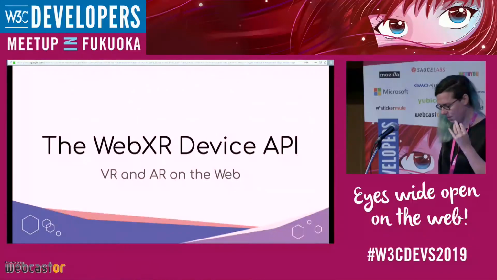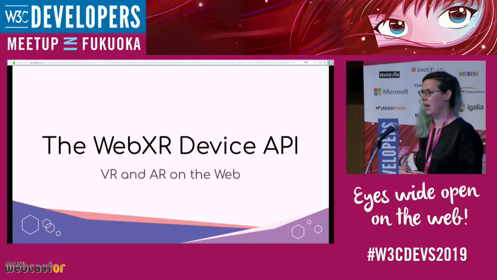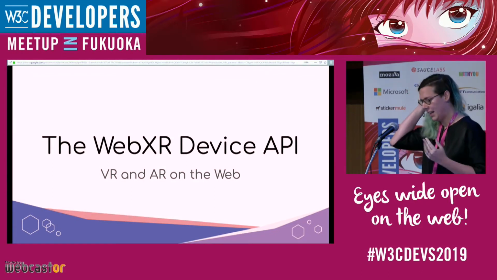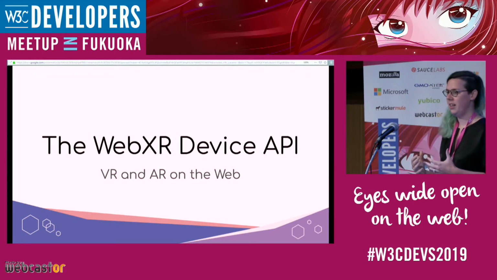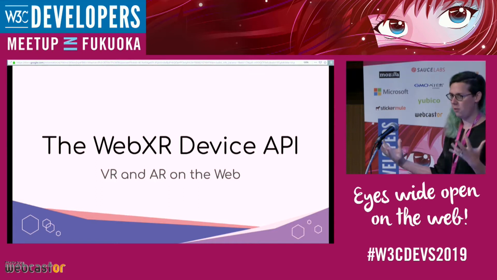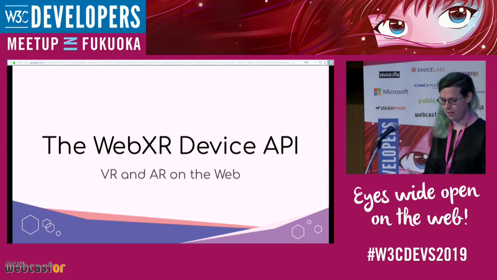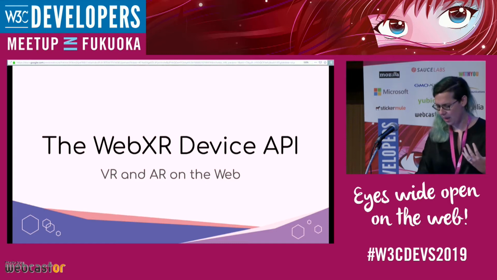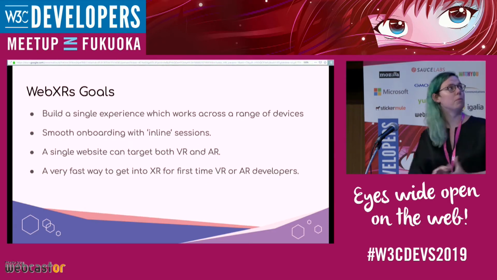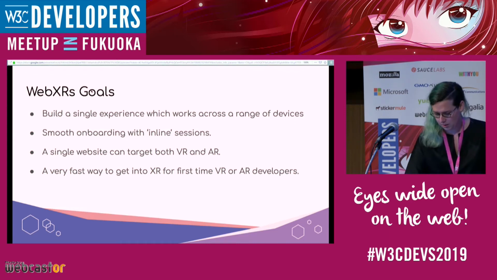So the WebXR Device API is based around WebGL. So you can render a scene using information you've got from the hardware, and you can send it back to the device. And it ends up with a pretty good result.